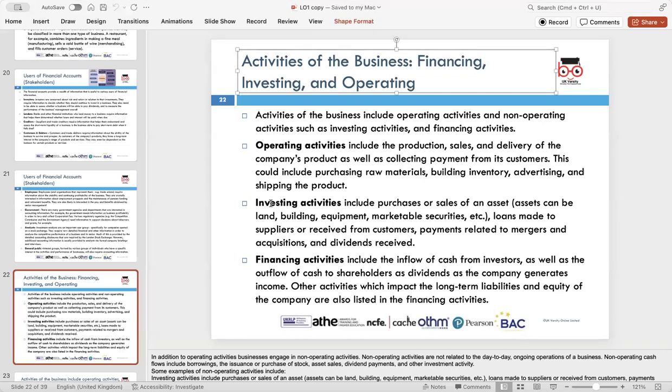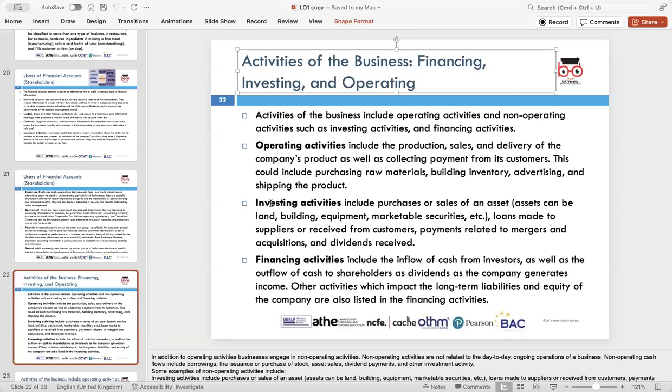Investing activities. Investing activities cover a wide range of activities such as the acquisition or sale of assets, which might include commodities such as land, buildings, equipment, and marketable securities. The provision of loans to suppliers or the receipt of payments from customers, payments connected to mergers and acquisitions, and the receipt of dividends.